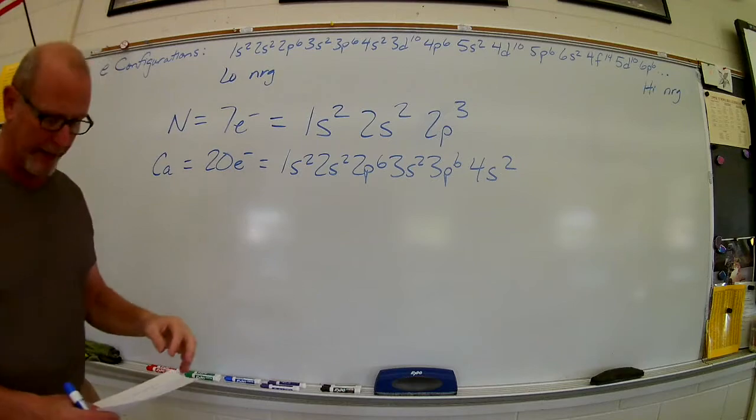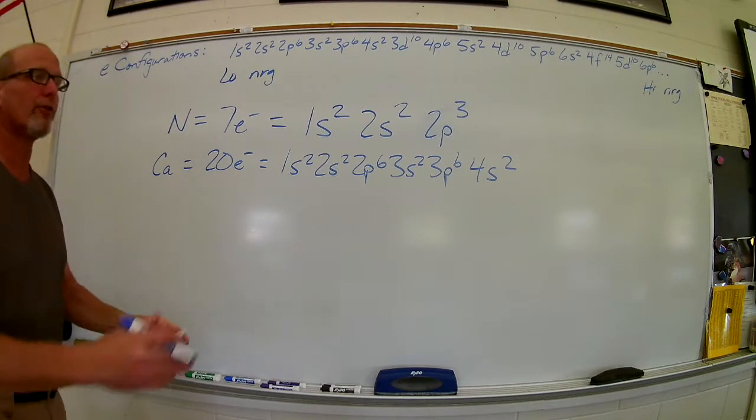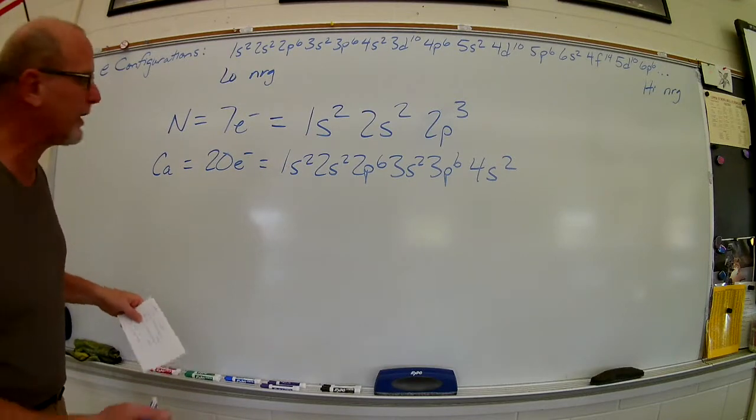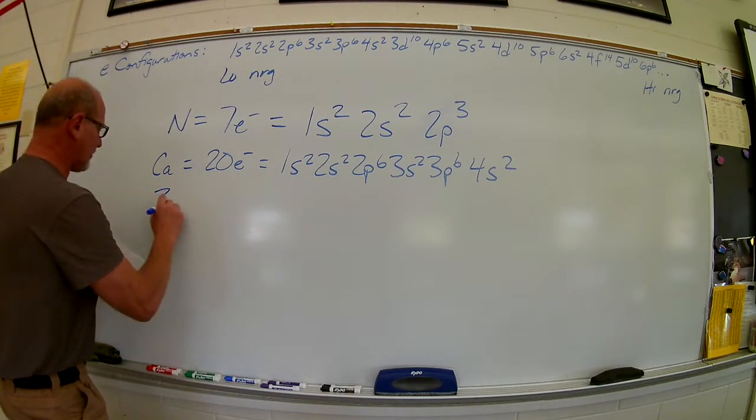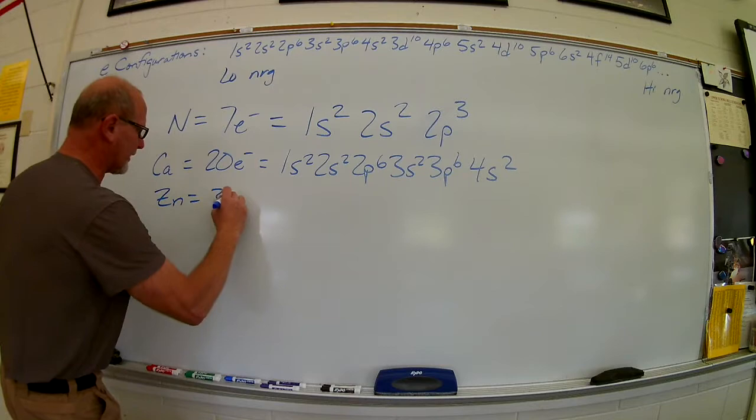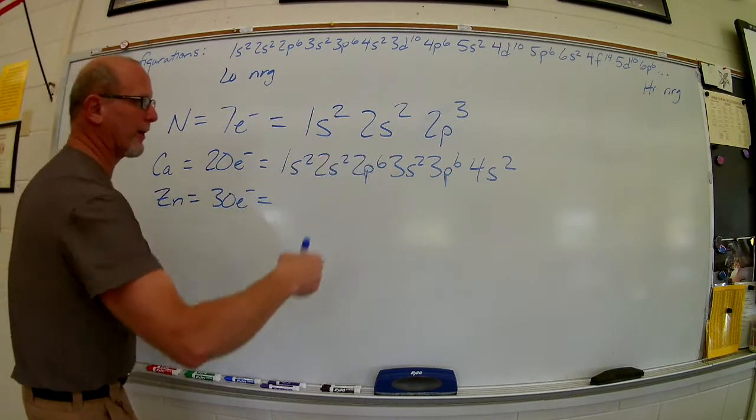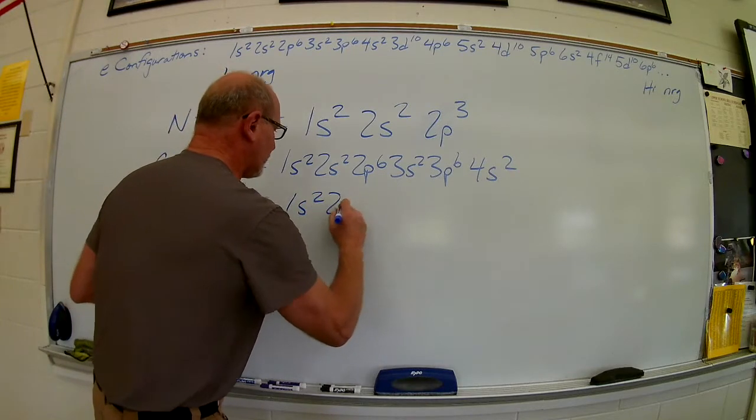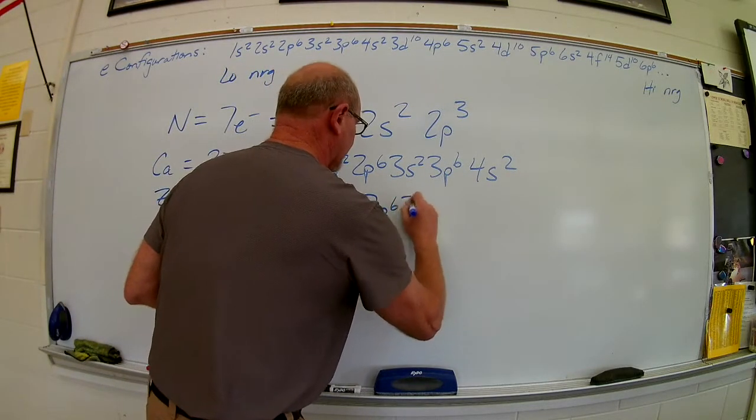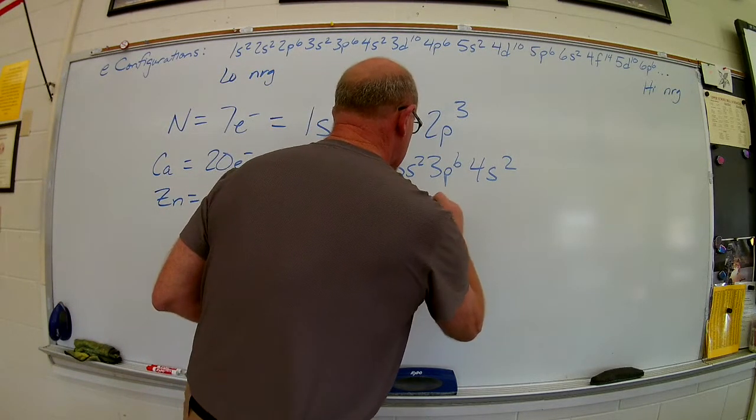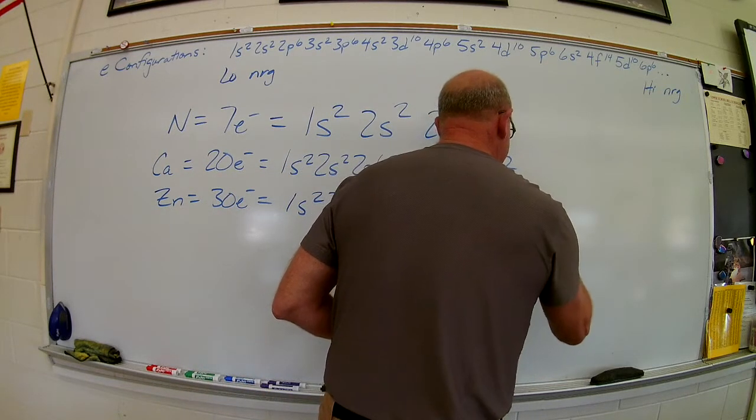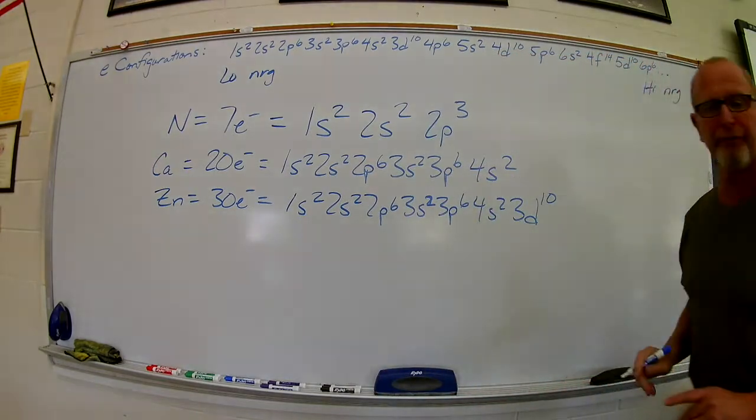What happens if we get into the d block, excuse me? We're going to get into a transition metal. We could do zinc, just as easy. Now I've got 30 electrons. No problem. I'm going to write everything else up to 20 and add 10 more. 1s2, 2s2, 2p6, 3s2, 3p6, 4s2, 3d10. Now I filled my 3d.